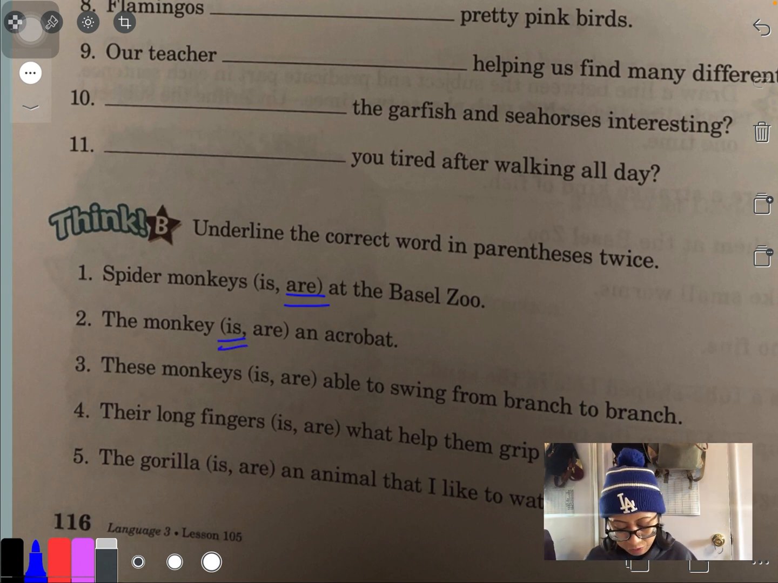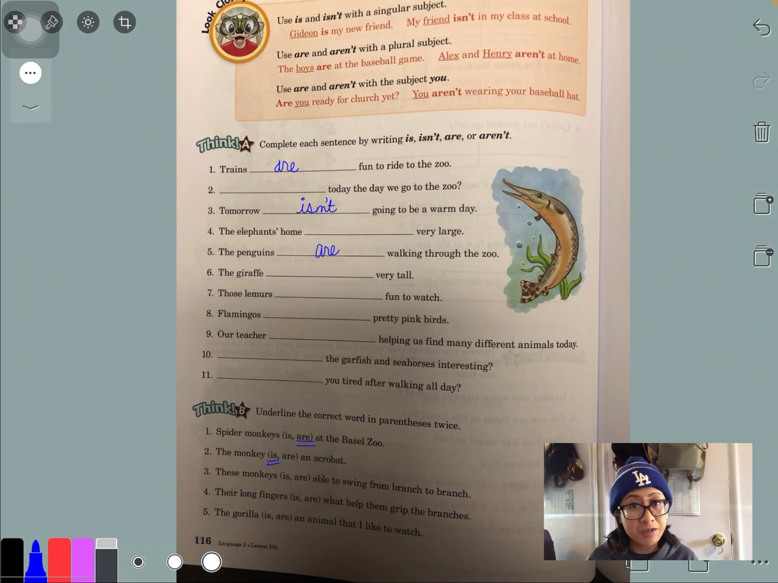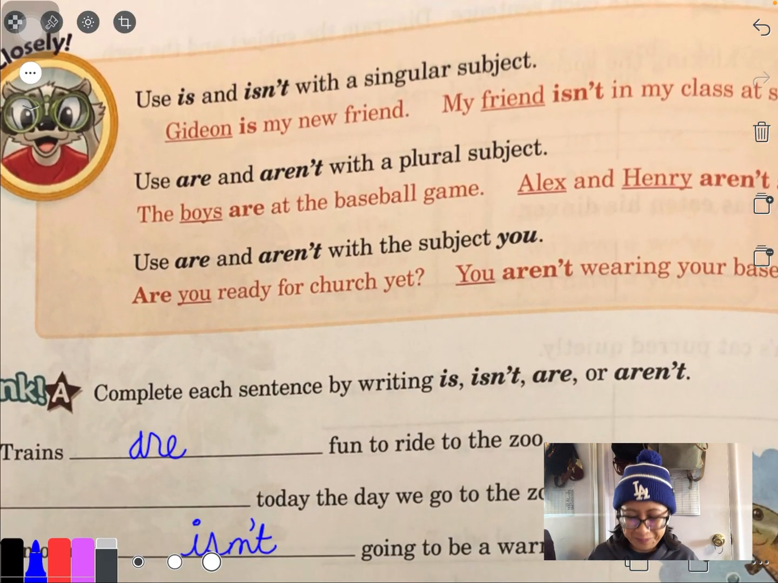The monkey is an acrobat, or the monkey are an acrobat. Is. Now, acrobats are people who fly through the air at circuses. I don't know if you've seen them before, but they do a lot of really dangerous yet cool, awesome tricks, and you need a lot of years of training for that, so don't try it at home.